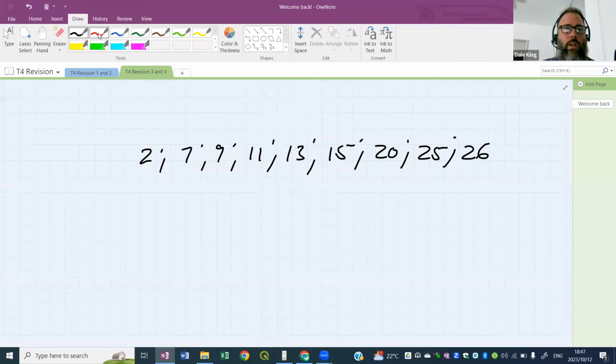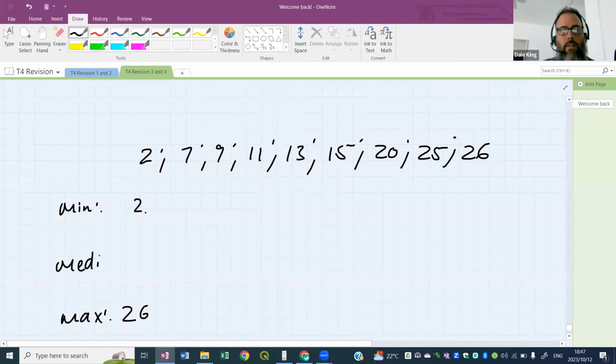First of all, we know the minimum is 2. We've got to first get the minimum and then the maximum. The minimum is 2, the maximum is 26. Now the median is the middle. We first see how many numbers we have: 1, 2, 3, 4, 5, 6, 7, 8, 9 numbers. It's an odd data set. The median is in the middle, it's 13. You're on the money. So the median's 13.